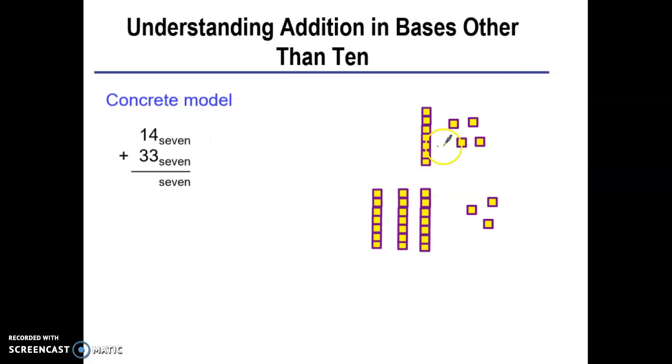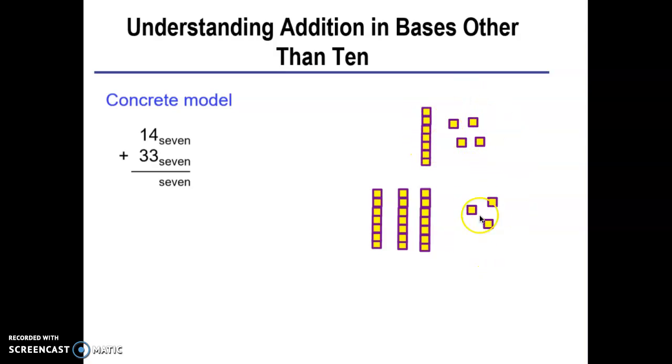Okay, let's look at this one. So I've got 1, 4, 14 in base 7, and I've got 3, 3 in base 7, but I notice a difference here. This time, how many blocks are in my long? Well, it's a base 7 system, so it takes 7 tinies to make a long. 1, 2, 3, 4, 5, 6, 7.